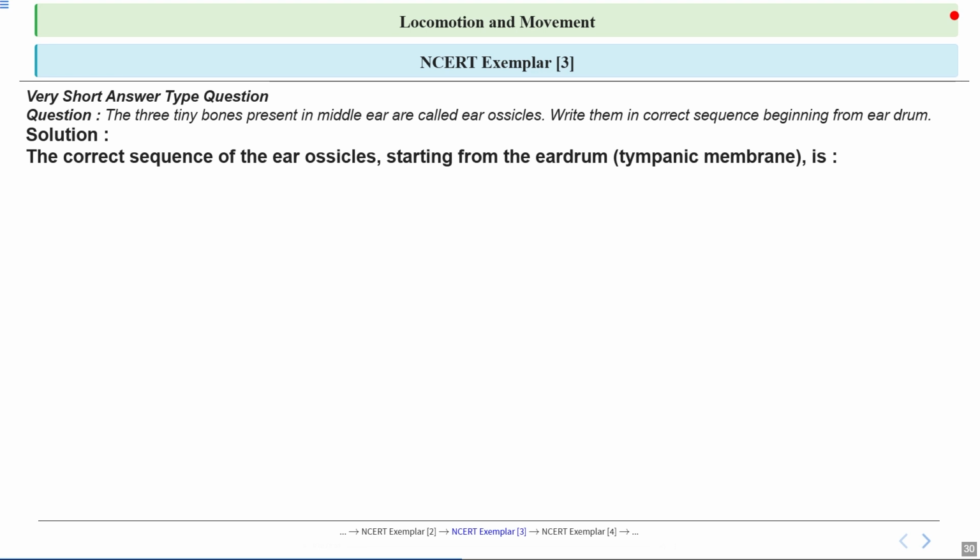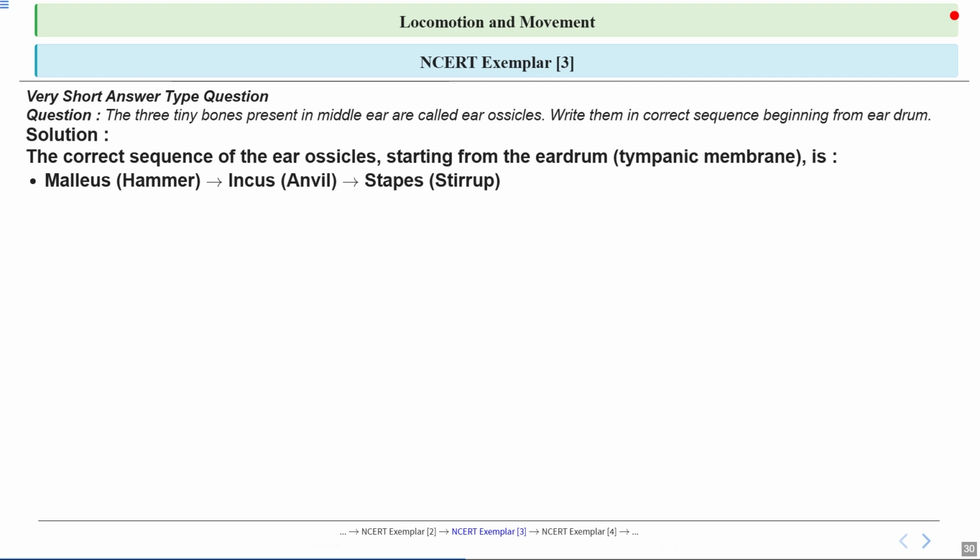Starting from the eardrum, the correct sequence is malleus, or hammer, incus, or anvil, and stapes, which is the stirrup. These bones amplify and pass the sound vibrations to the cochlea, which is responsible for converting sound into nerve signals. The malleus, incus, and stapes are the three small bones in the middle ear that work together to transmit sound vibrations from the eardrum to the inner ear.